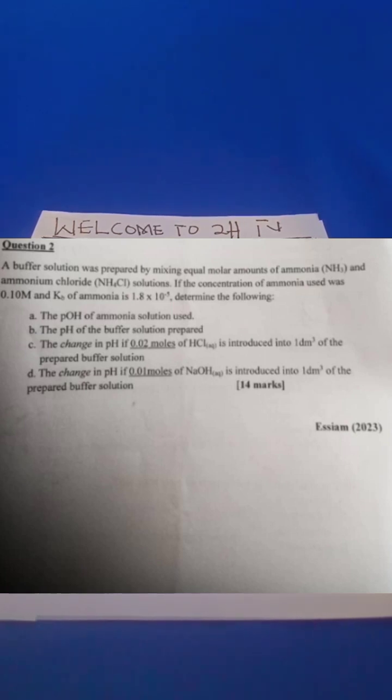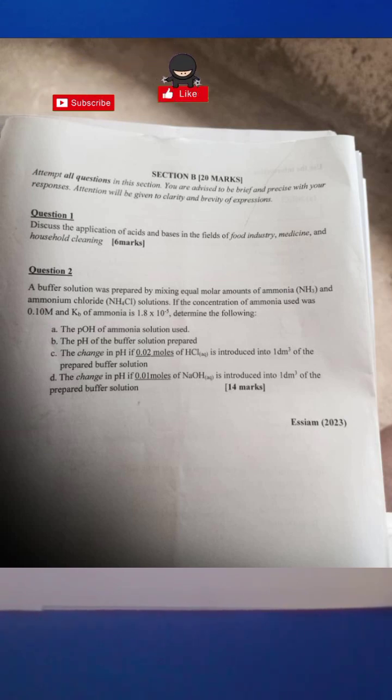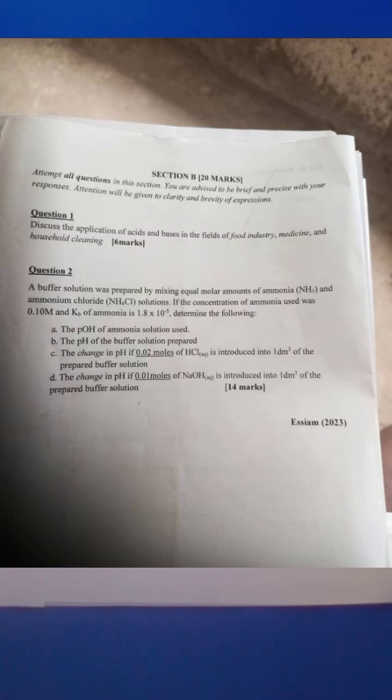Now let's read. A buffer solution was prepared by mixing equal molar amounts of ammonia and ammonium chloride. If the concentration of ammonia was 0.10 molar and Kb of ammonia is 1.8 times 10 exponent negative 5, determine the following. A. The pH of ammonia solution used. B. The pH of the buffer solution prepared.